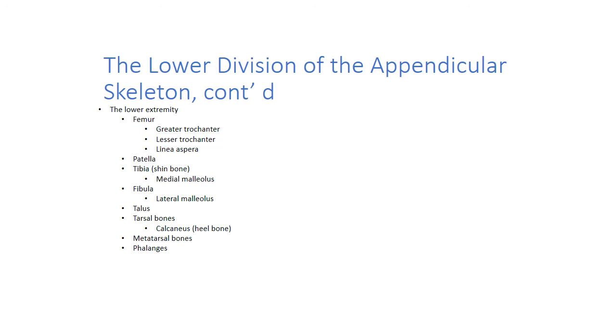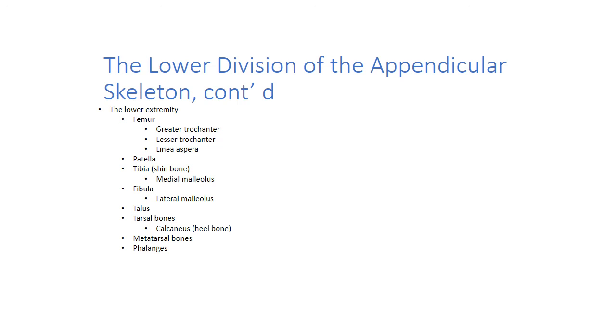The tibia is the shin bone. It is actually on the medial aspect of the lower leg. The fibula is on the lateral aspect of the lower leg. Note that both the tibia and fibula have malleoli, or a medial malleolus in the tibia and a lateral malleolus on the fibula. The malleoli are actually projections that can be seen in the lower part of the foot, and that is what people call their ankles.